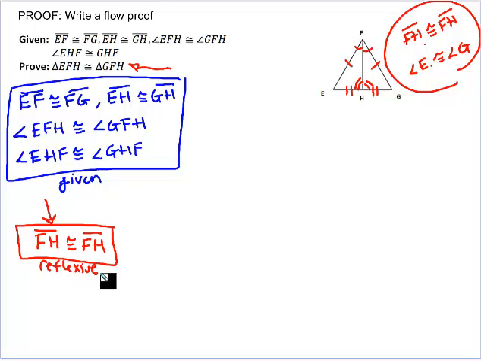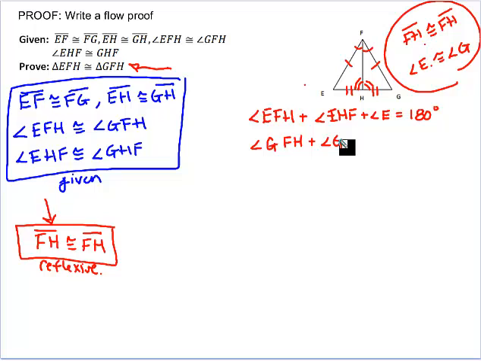Now here's a whole other thought to get the two angles equal. To show that the two angles are equal, we're going to start a whole new column over here of information. And we will say that angle EFH plus angle EHF plus angle E is equal to 180 degrees. Angle GFH plus angle GHF plus angle G is equal to 180 degrees.